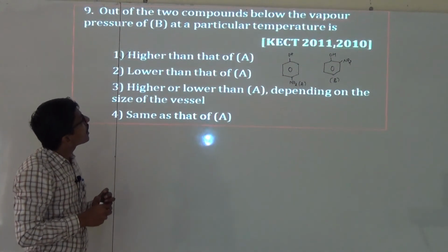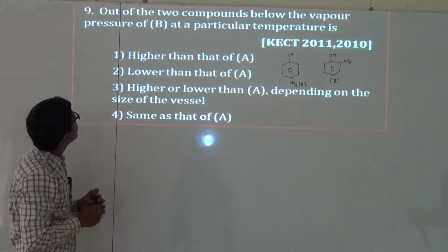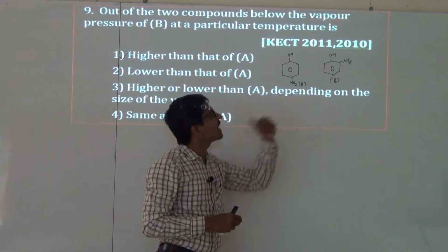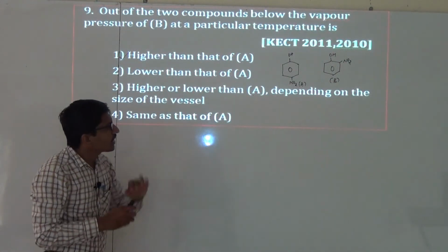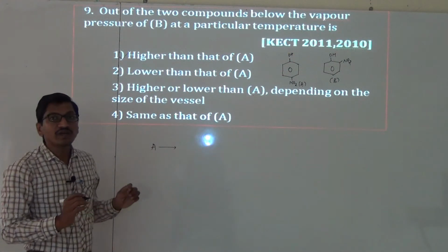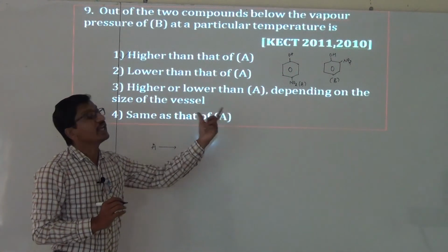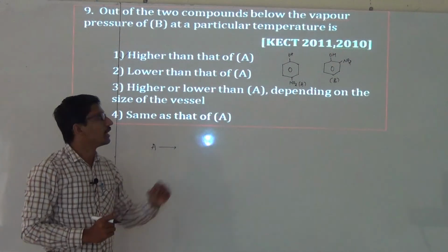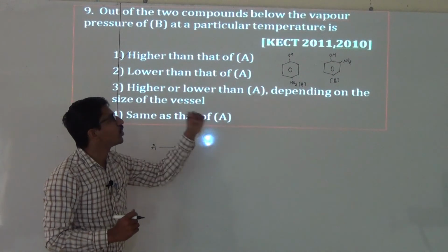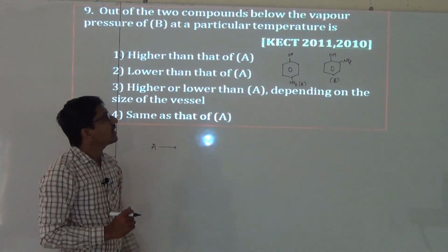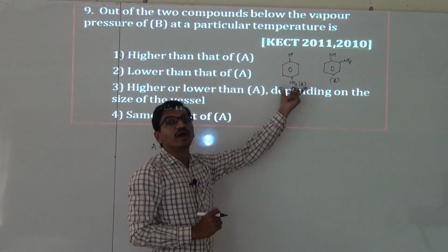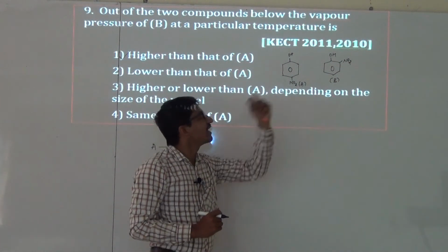Out of the two compounds below, the vapor pressure of B at a particular temperature is higher. In compound A, the molecular association takes place to form intermolecular hydrogen bonding. Due to molecular association, intermolecular hydrogen bonds are formed, and due to intermolecular hydrogen bonding, the vapor pressure of A is lower than that of B.